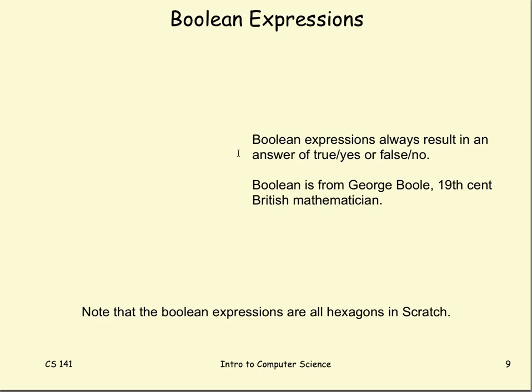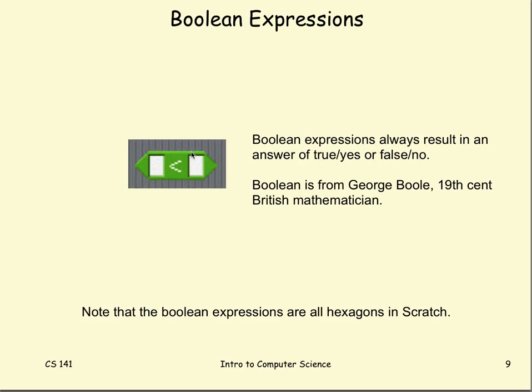Boolean expressions always result in an answer of true or false. So, for example, did you find a sock in the sock drawer? Yes or no. If you did, then you do something. If you didn't, we do something else. That's what Boolean expressions are. And you can say yes is true and false is no. Boolean expressions come from a man named George Boole, who was a 19th century British mathematician.